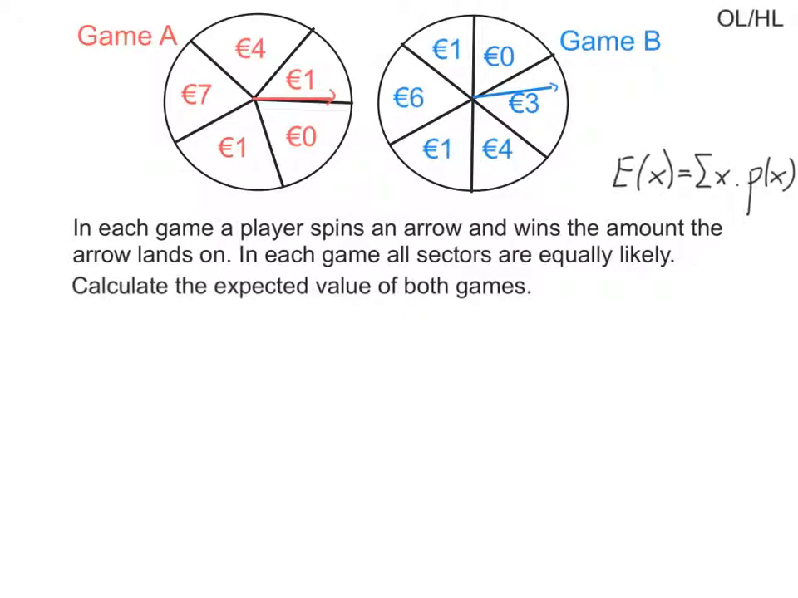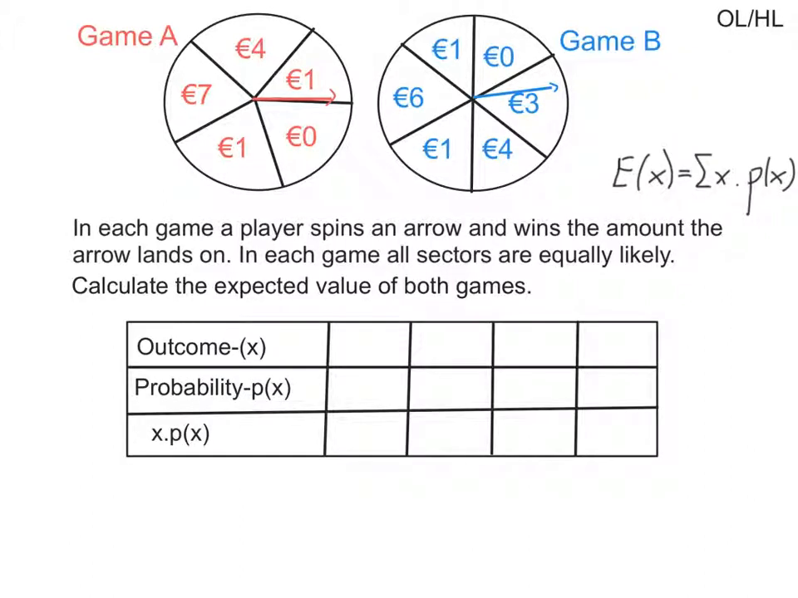The question states that in each game, a player spins an arrow and wins the amount the arrow lands on. In each game, all sectors are equally likely. Calculate the expected value of both games. I'm going to use a table to calculate the expected value of game A. Looking at the table, the first line is outcome, our random variable. For game A, we have an outcome of €0, an outcome of €1, €4, and €7. And I'm just reading this from the spinner.